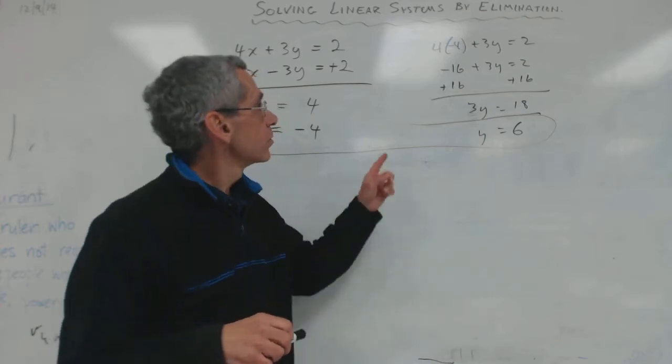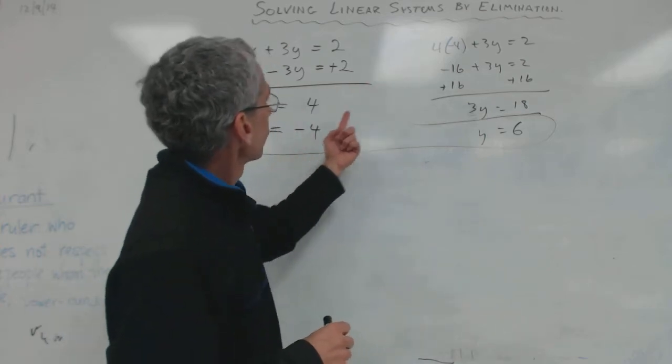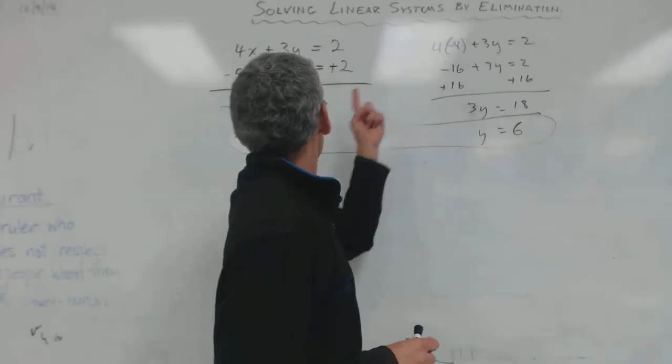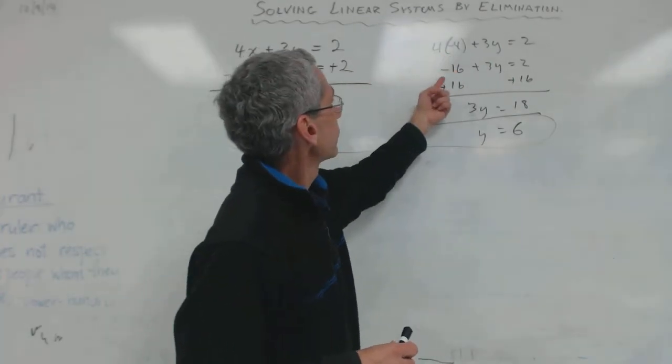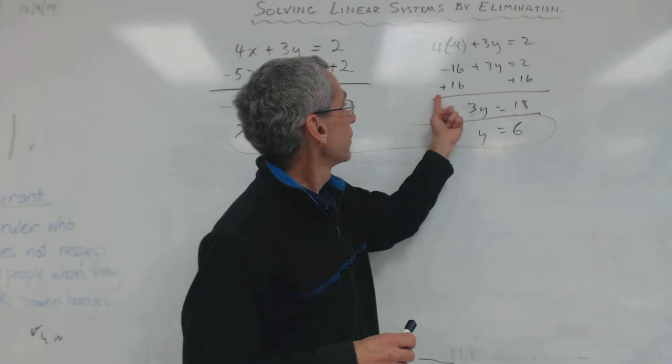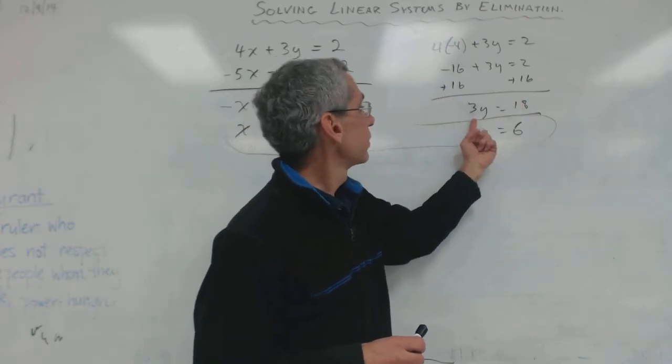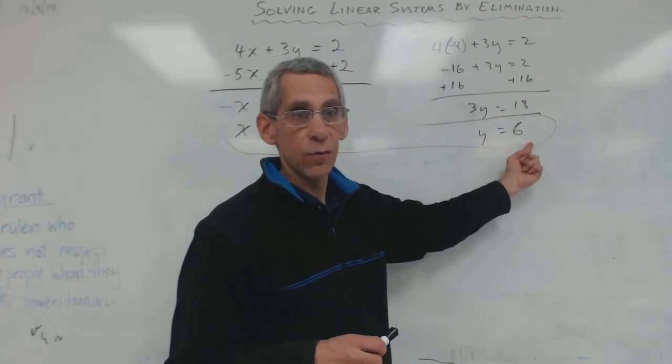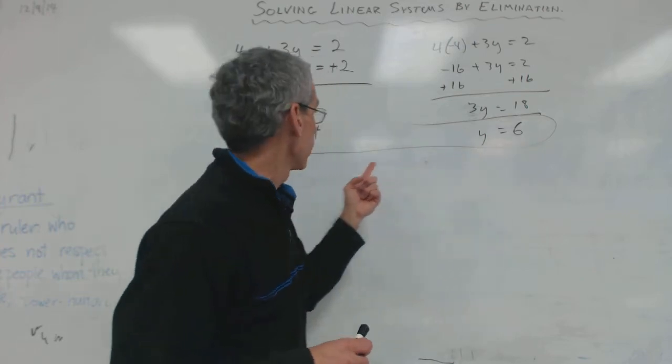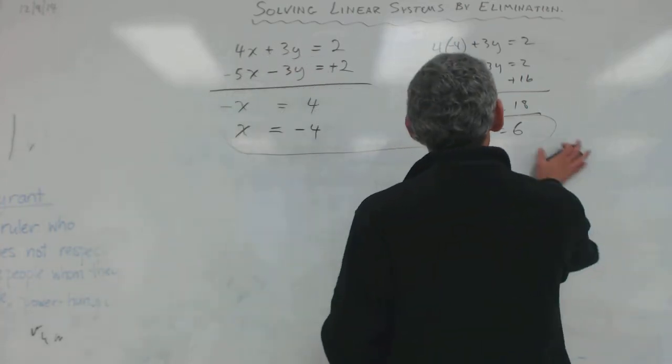So I just replaced the negative 4 in for x, right? So that's negative 16 plus 3y equals 2. Add 16 to both sides. 3y equals 18, divide by 3, y is equal to 6, right? Okay, yeah. So there's my answer. Okay, so now let's go with this next question.